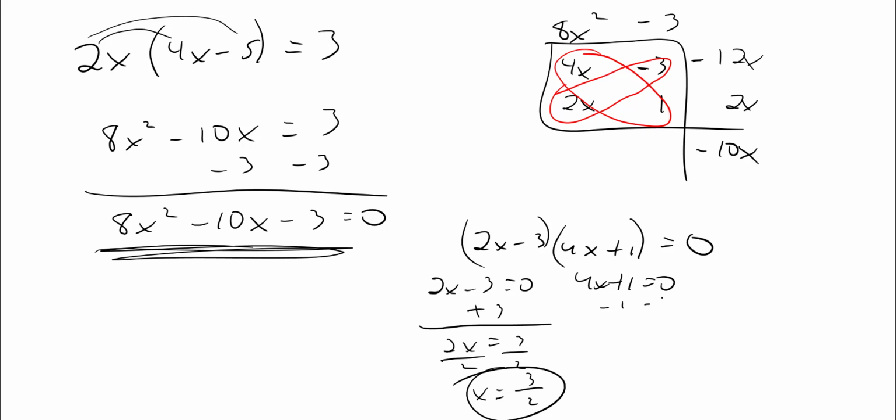And this one, subtract 1 from both sides, so 4x equals negative 1. Divide by 4, x is negative 1/4. Okay, so 3 halves and negative 1/4. It's not bad, right?